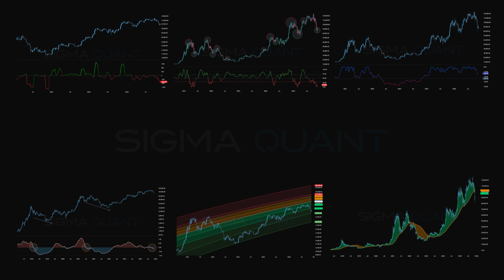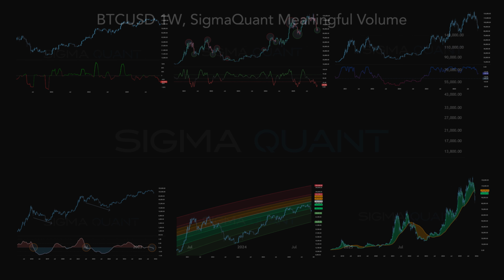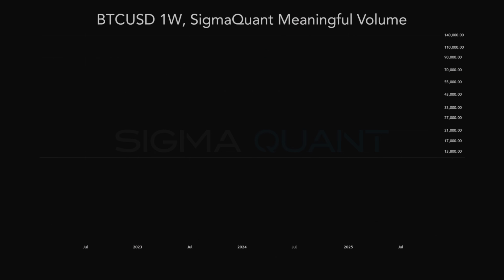In this update, we're going deep, not just into what the indicators are saying, but how they work, why they exist, their mathematical logic, and how to use them to understand where we are in the cycle. Let's begin with meaningful volume.